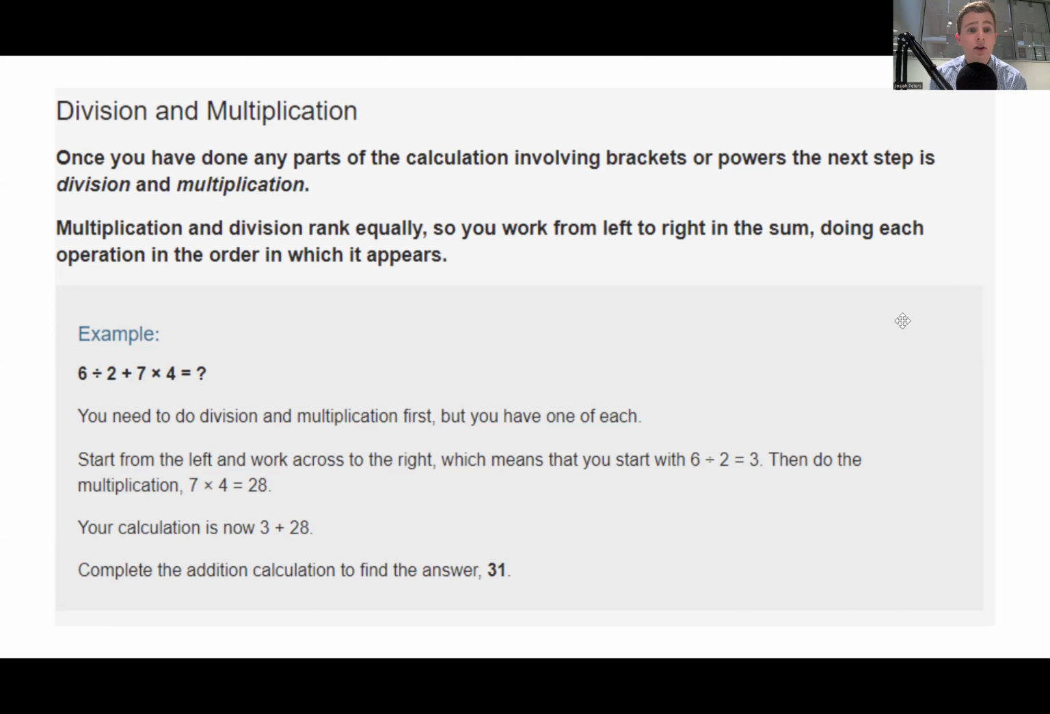So as I said, we're going to go from left to right as it appears, which means we're going to do 6 divided by 2, which gives us 3. Then we do the multiplication, which is 7 times 4, which gives us 28. So now our calculation reads 3 plus 28, which gives us the final answer of 31.